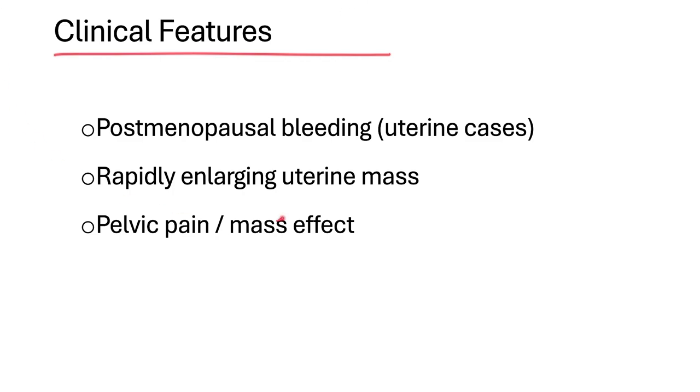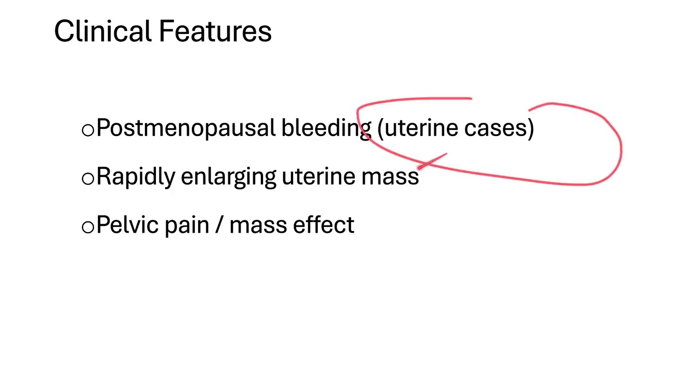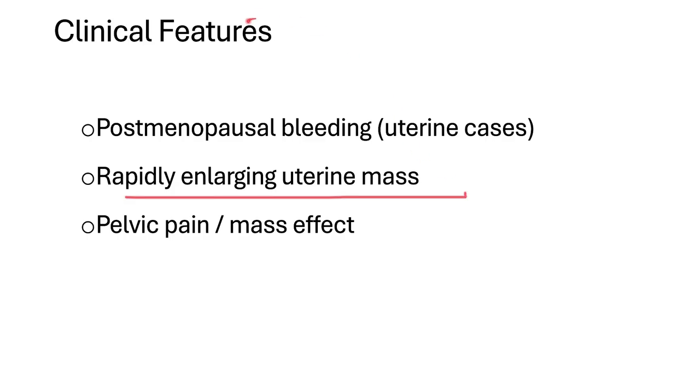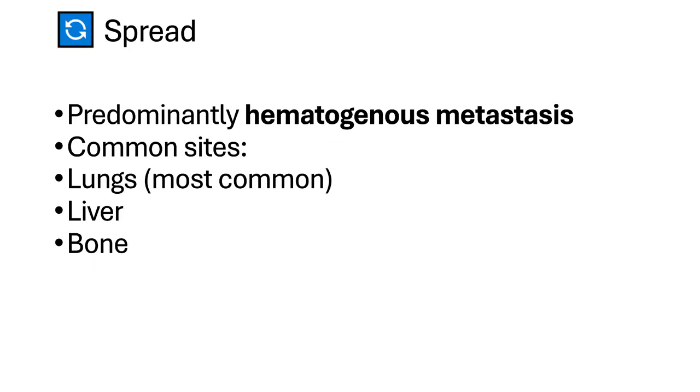The clinical features of leiomyosarcoma are post-menopausal bleeding in uterine cases, a rapidly enlarging uterine mass, and pelvic pain and mass effect. So how does it spread? As it is a malignancy, it has metastasis. Hematogenous metastasis is there. Metastasis is common to the lungs, liver, and bone.